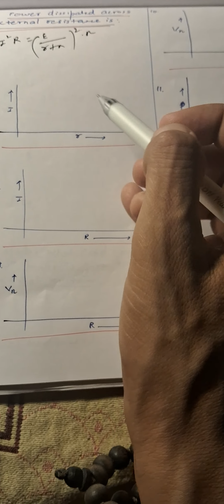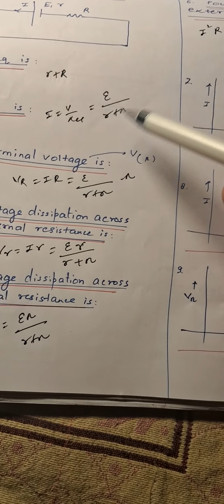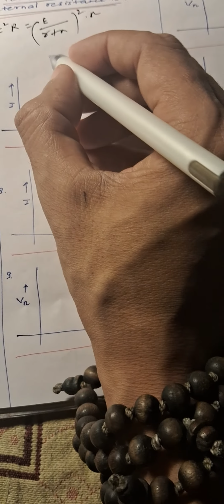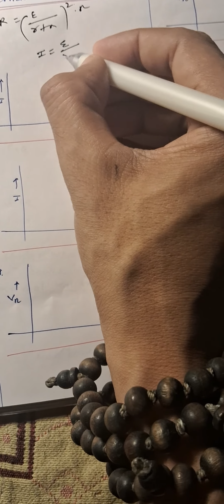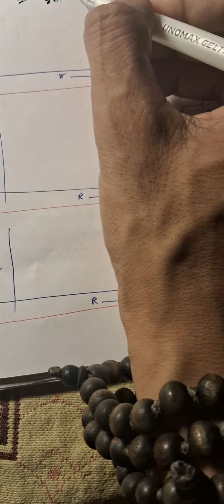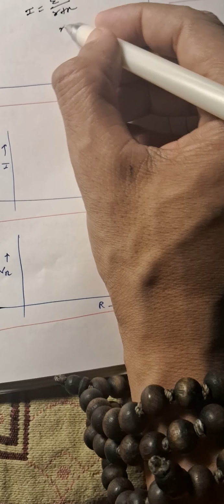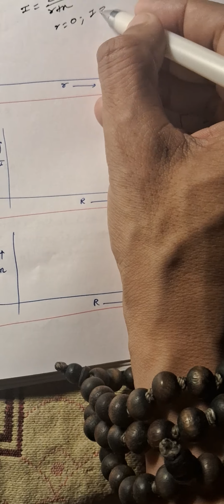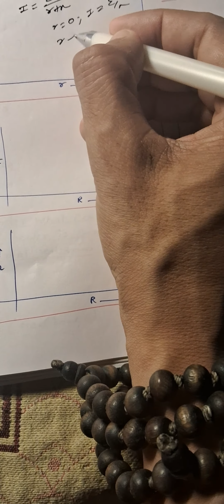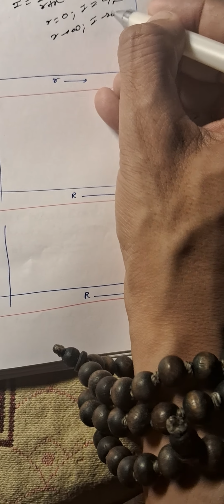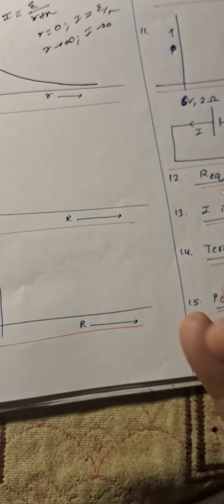Next is the I versus r graph. We can say that I is equal to E upon r plus R. At r equal to 0, I is equal to E by R, and as r tends to infinity, I will tend to 0. So the graph will be a part of a rectangular hyperbola like this.